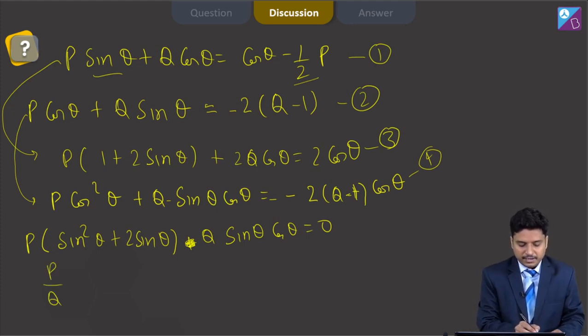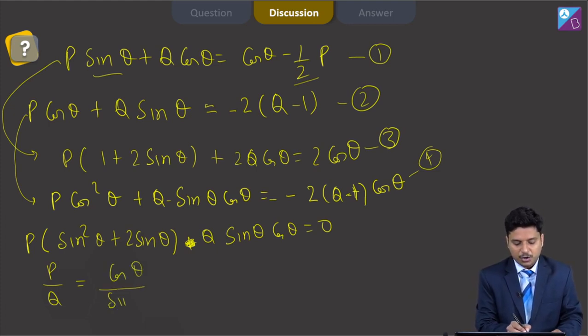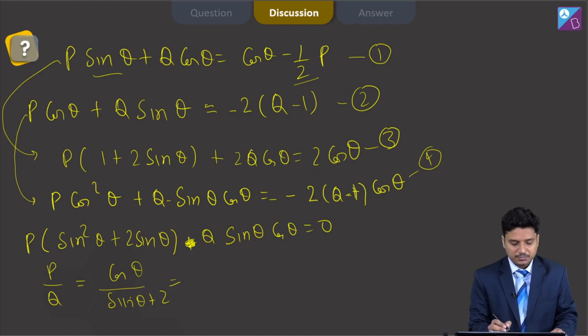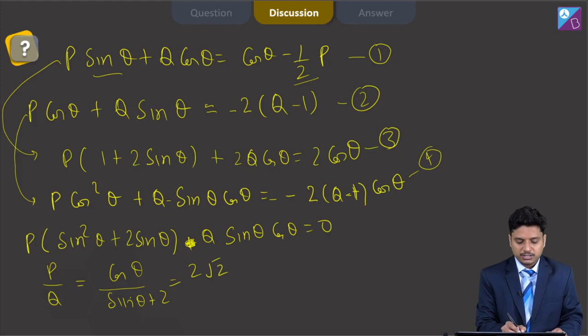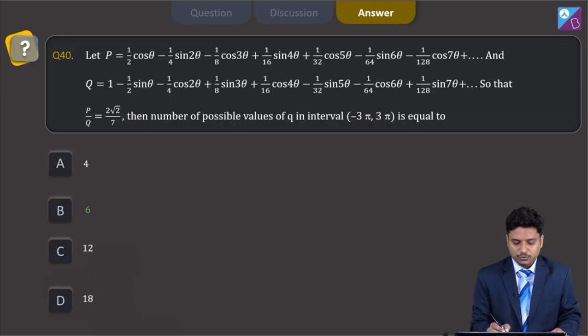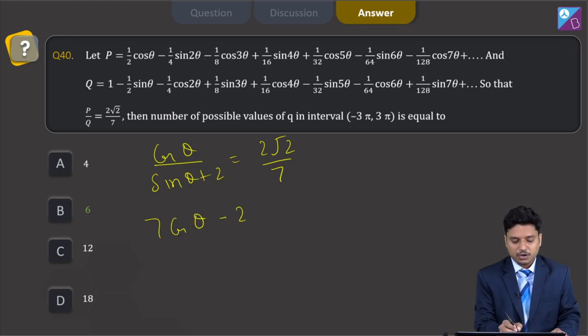So what we get is p by q equal to cos theta upon sin theta plus 2, and this p by q in the question has been given as 2 root 2 by 7. So what is the equation? It is cos theta upon sin theta plus 2, which is equal to 2 root 2 divided by 7. That gives us the equation 7 cos theta minus 2 root 2 sin theta is equal to 4 root 2.